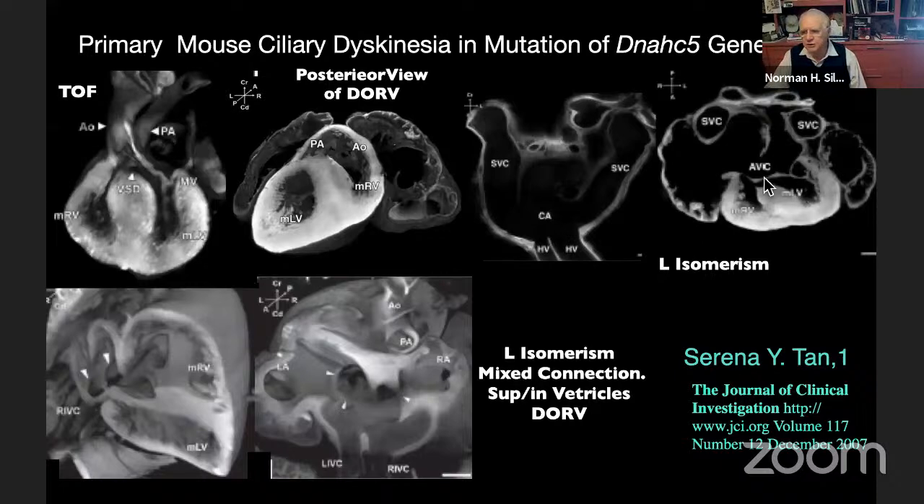Here is a patient with an AV canal. I shouldn't say patient, an animal with an AV canal with bilateral superior vena cava draining into a common atrium with bilateral hepatic veins draining in here. A patient or an animal with left isomerism. And here another left isomeric picture showing double outlet from the right ventricle with superior inferior ventricles. And you can see the AV septal defect in this example as well.